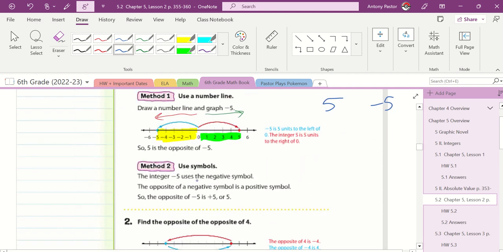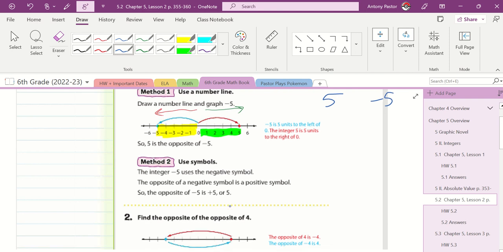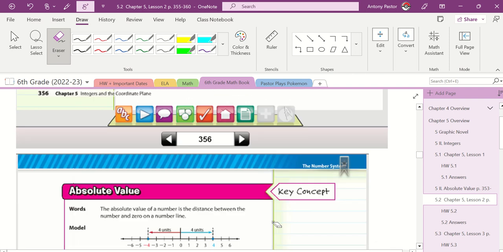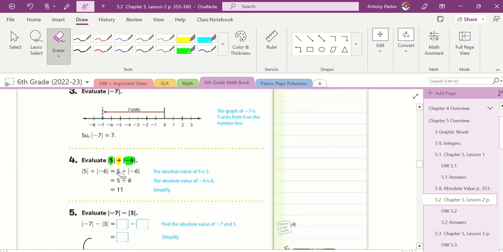The integer -5 uses a negative symbol. The opposite of a negative symbol is a positive symbol. So the opposite of -5 is +5, or just 5. Find the opposite of 4. 4 is 4 away from 0. The other direction would be -4. And there's your answer. I'm erasing these because apparently I've already done some work in here.